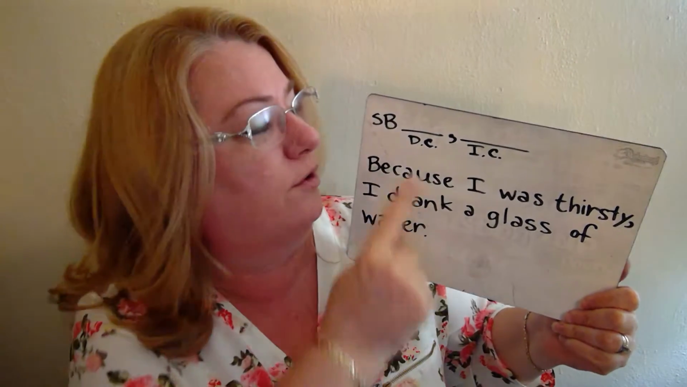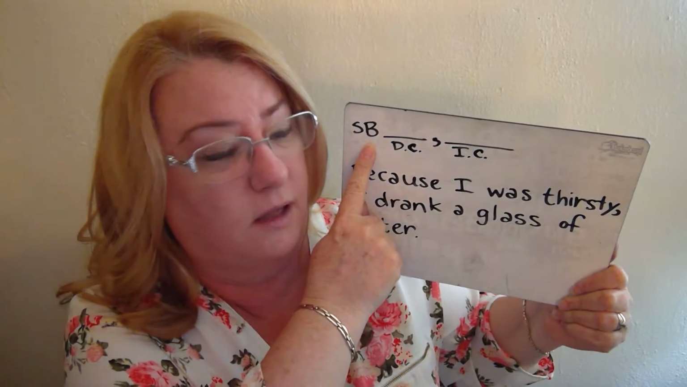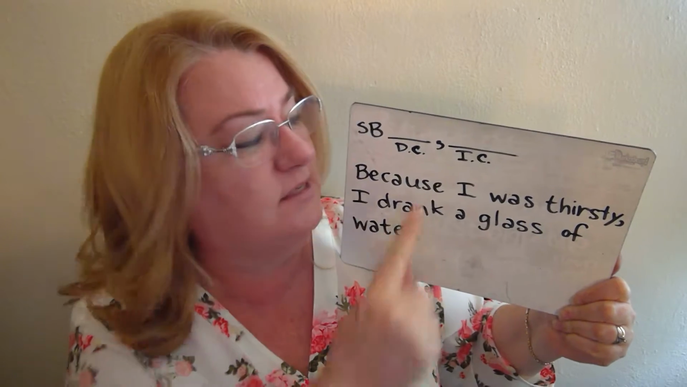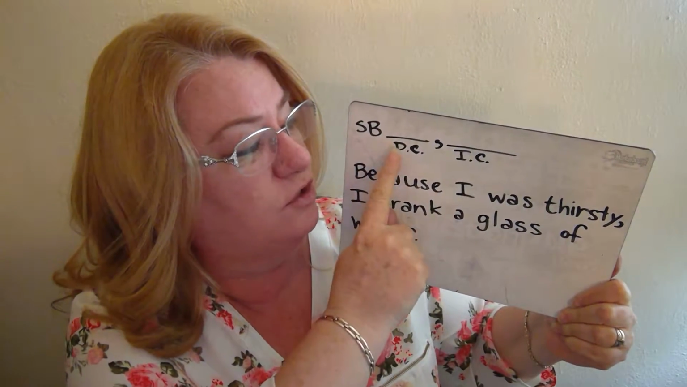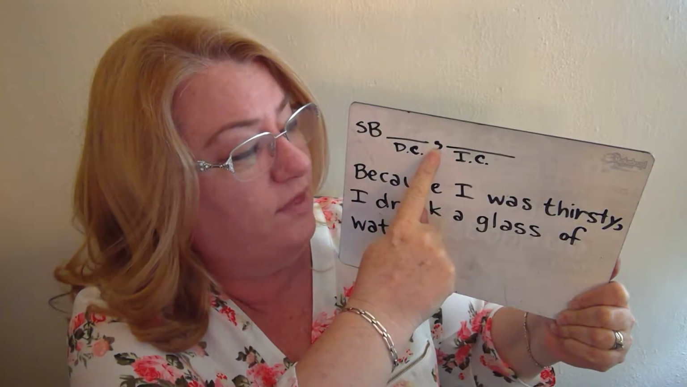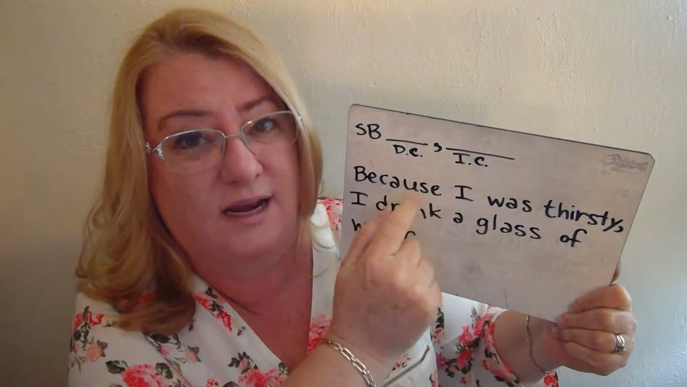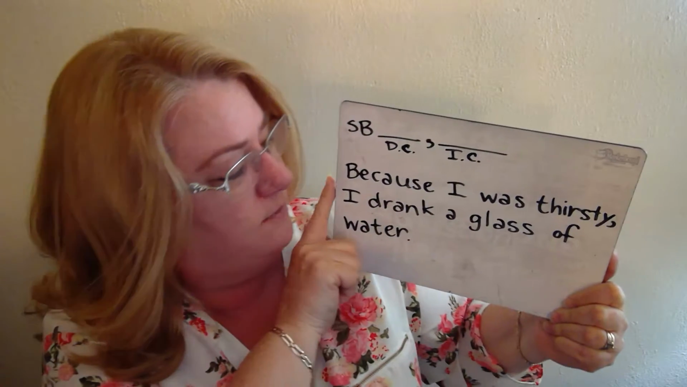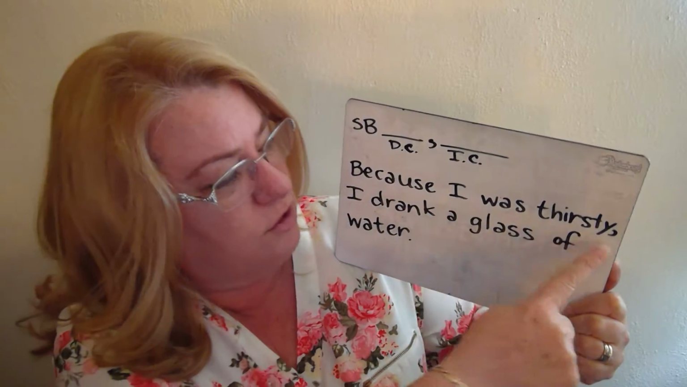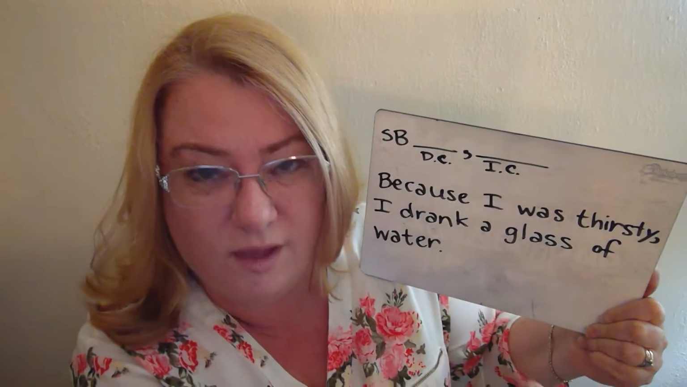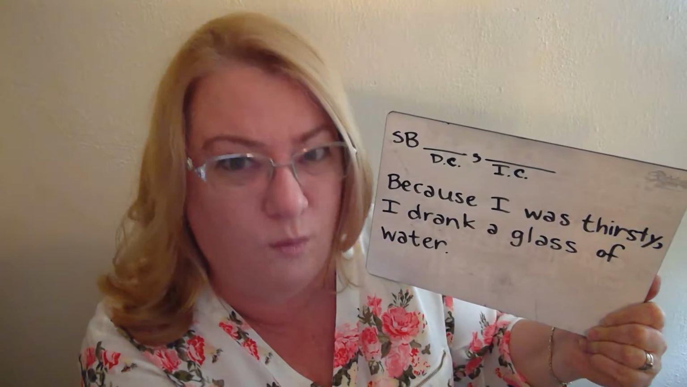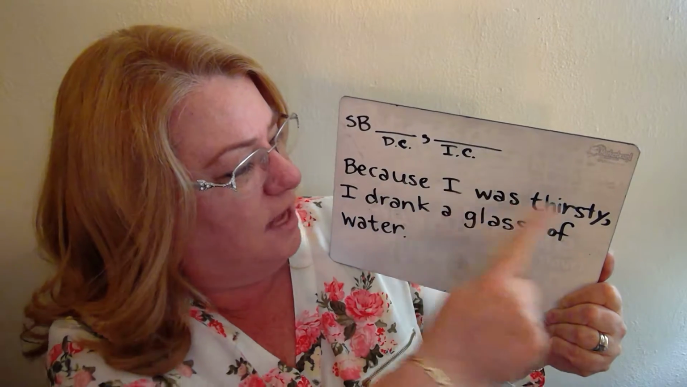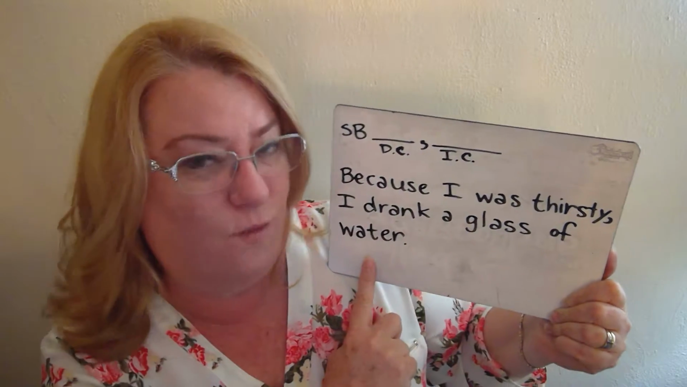Now, you can reverse the order. You can start with a subordinate clause, because the subordinate conjunction has to be connected in front of the dependent clause, and it's connected here with a comma to set it off from the independent clause. Because I was thirsty, it's not a complete thought because you're waiting for what happened. Because I was thirsty, I drank a glass of water.